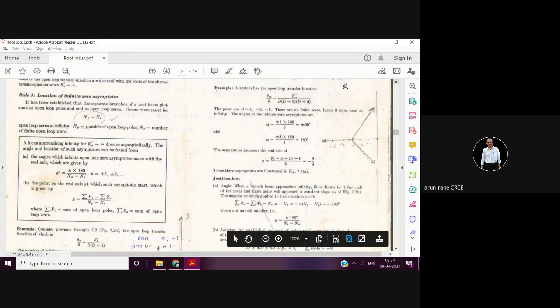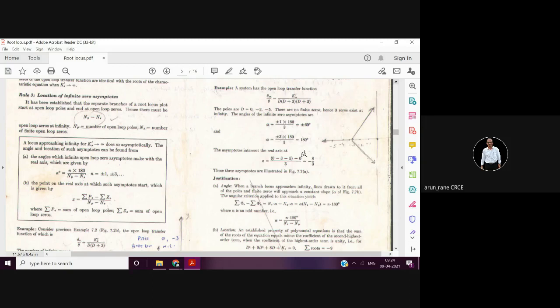Alright. We'll take one more example. Now there are three roots. So how many finite zeros? We will talk about finite zeros and infinite zeros. So how many finite zeros here? Nil. No finite zero. How many poles? Minus 5, minus 3, and 0. Three poles: 0, minus 3, minus 5.